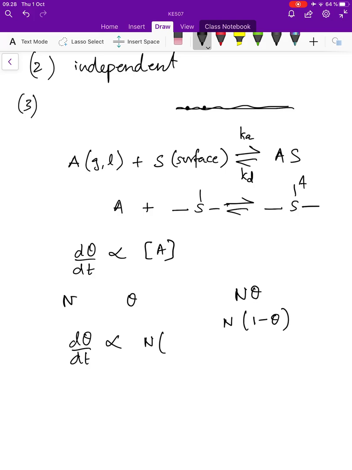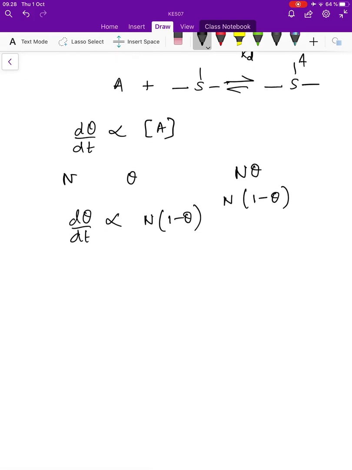So the rate of adsorption must also depend on the number of adsorption sites. Therefore, the rate of adsorption is equal to the rate constant multiplied by the concentration multiplied by n multiplied by 1 minus theta.